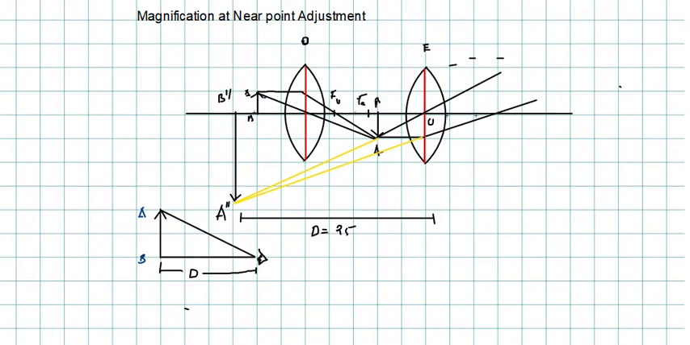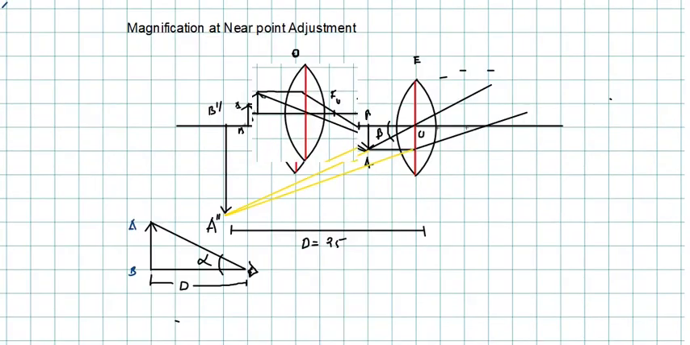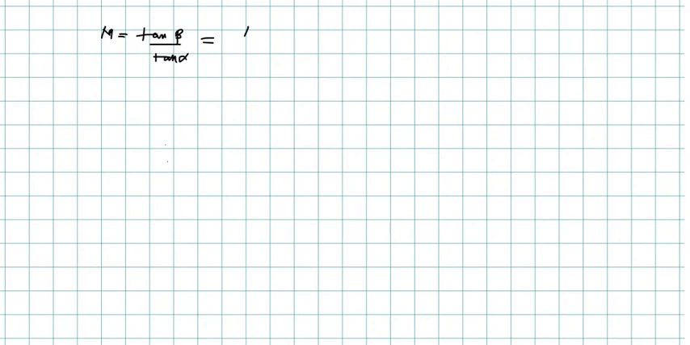Now let us find out the expression. Definitely this is beta, and this is our alpha, because this is the normal view. So the angular magnification M will be tan beta by tan alpha. Tan beta would be A double prime B double prime by this distance. Let us take this distance as V for now. So this should be A double prime B double prime by V.